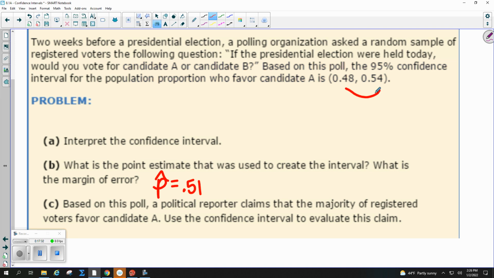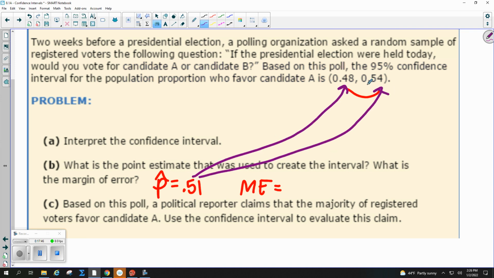All right, so then what's our margin of error? And by the way, you can use ME. Everybody knows that means margin of error, okay? The margin of error is how far from the center to either tail. So if you just do 0.54 minus 0.51, it's always a distance, so you don't ever need a negative. We get 0.03 for our margin of error.